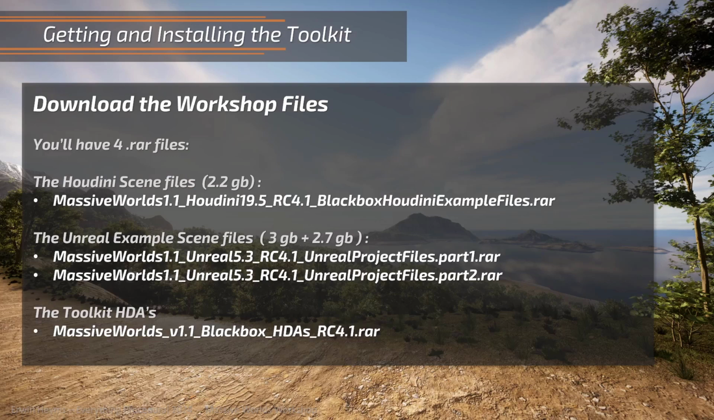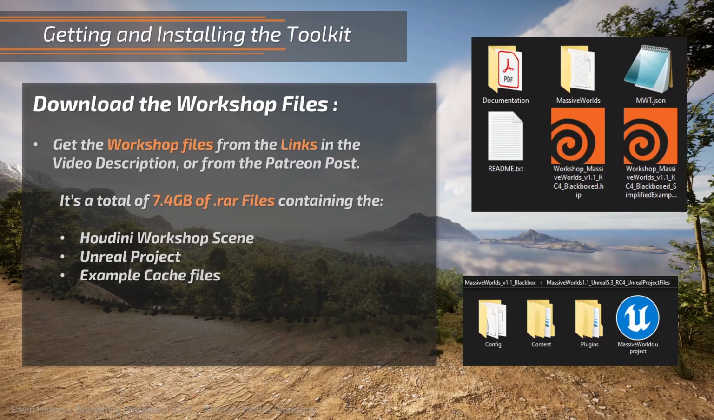Alright, so once you've downloaded these files, you should have these 4 RAR files. I've split them into several pieces because they're a bit smaller and easier to download instead of one big package. But you should just grab them and unzip them. And once you've done that, you should have this set of files here, which will include the Houdini workshop scene, the Unreal project itself, and the example cache files, which create the backbone of the landscape project that we have in the Unreal scene.